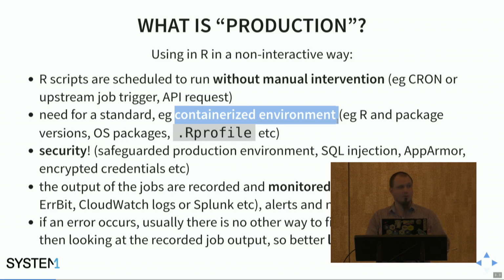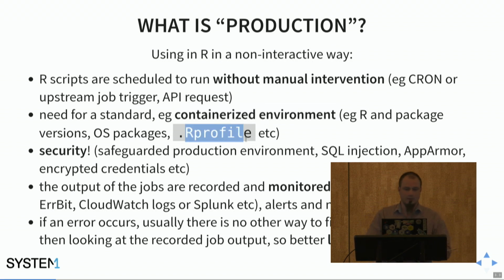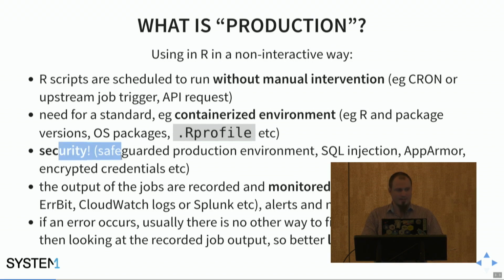For example, if you're using Debian testing and the apt team decides to do a major version update, for example, for the Postgres client overnight, then your jobs might fail. Also, you have to use like a standard R profile and so on. I will skip security. That's a totally different topic, but really important. And I will focus on these.